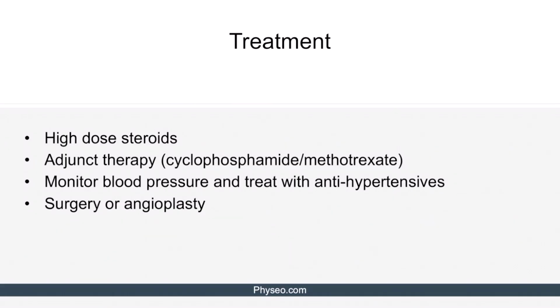Treatment of the disease begins with high-dose steroids, and then you give adjunct therapy, which can include cyclophosphamide or methotrexate. And due to possible narrowing of the renal vessels, it's important to monitor the patient's blood pressure and treat with antihypertensives, especially when the patient presents with hypertension. Now, the only definitive way to open up those stenotic areas is actually through surgery or angioplasty.